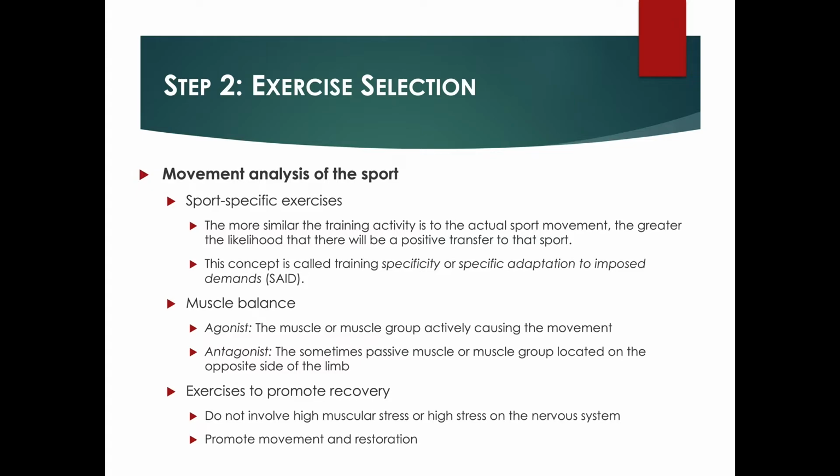Then you got muscle balance, so agonist and antagonist. The agonist is the muscle or group of muscles causing the movement, and the antagonist is sometimes the passive muscle group located on the opposite side of the limb. So make sure to know those when you're training; you don't want to have an imbalance between the two. One we've talked about a lot in mechanics is that ACL tears are a result of having hamstrings that are too weak compared to the quadriceps. So there's the imbalance right there. What's one example of a bad imbalance?